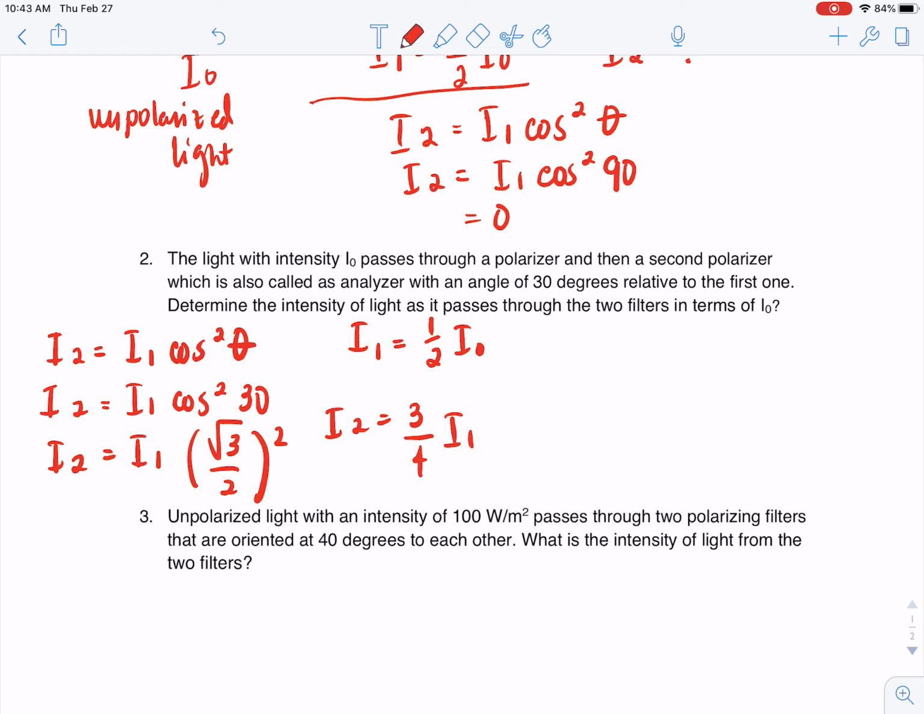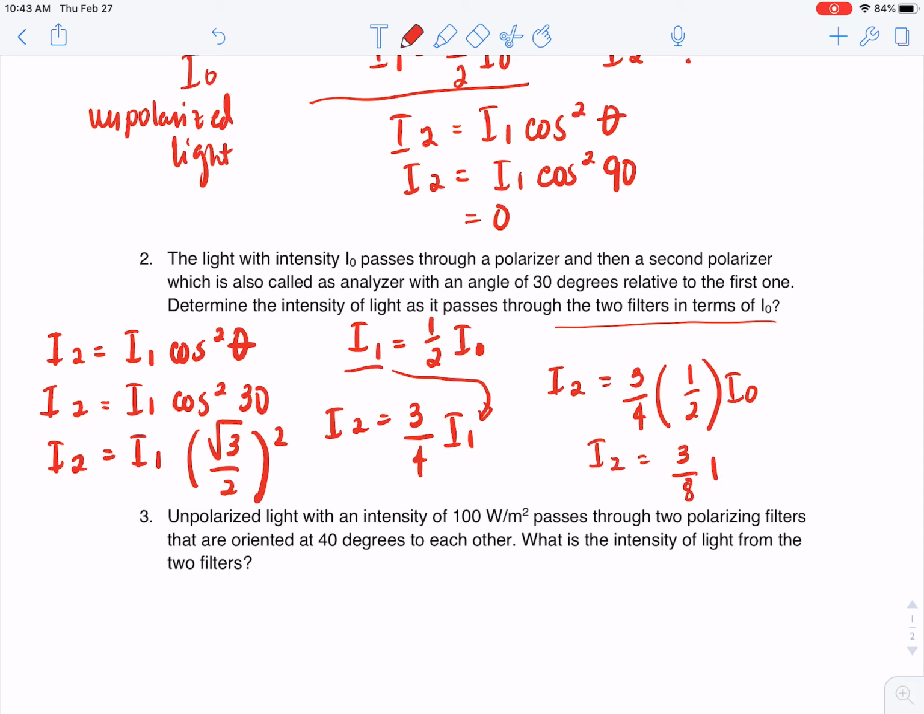However, it is asking us to determine the intensity of light as it passes through the two filters in terms of I sub 0. So we are going to substitute this into this one. I2 is equal to 3/4 times 1/2 times I sub 0. So the correct answer is I2 equal to 3/8 I sub 0. That means the intensity of light here will be 3/8 of the original one. Next, number 3.